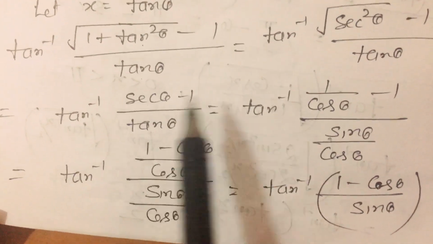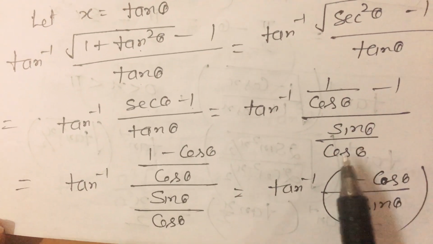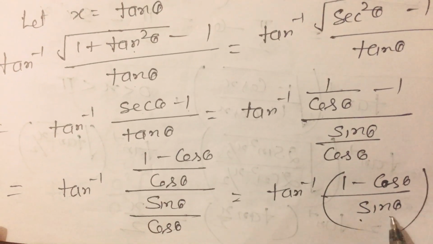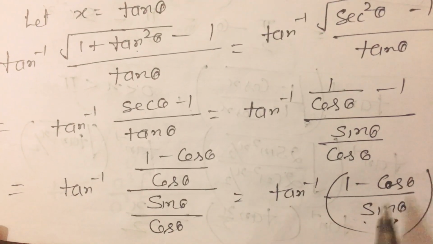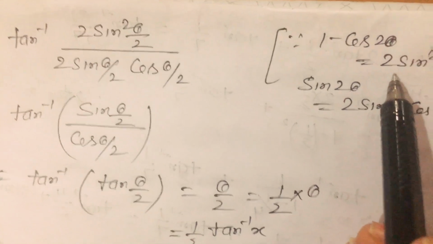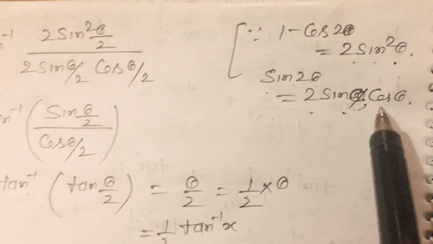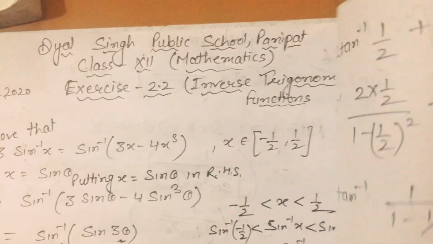We can write secant theta as 1 upon cos, and tangent as sine upon cos. After taking the LCM we will get tangent inverse of 1 minus cos theta upon sine theta, and then we will apply the formulas. 1 minus cos 2 theta is 2 sine square theta, and the sine 2 theta formula is 2 sine theta cos theta. Here the angle is 2 theta, but in this the angle is theta.